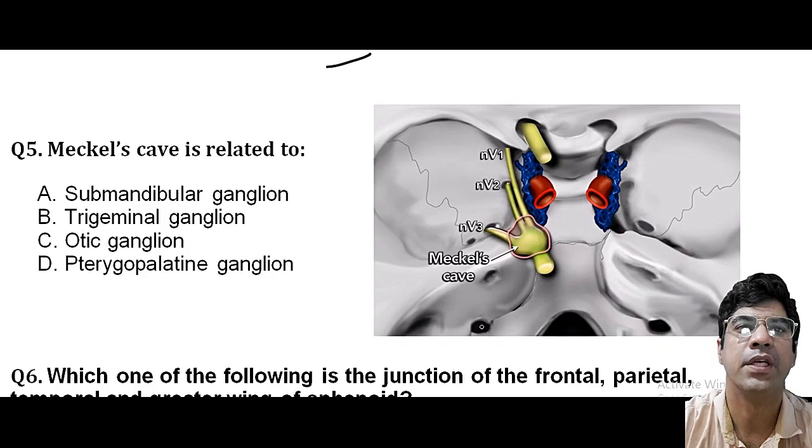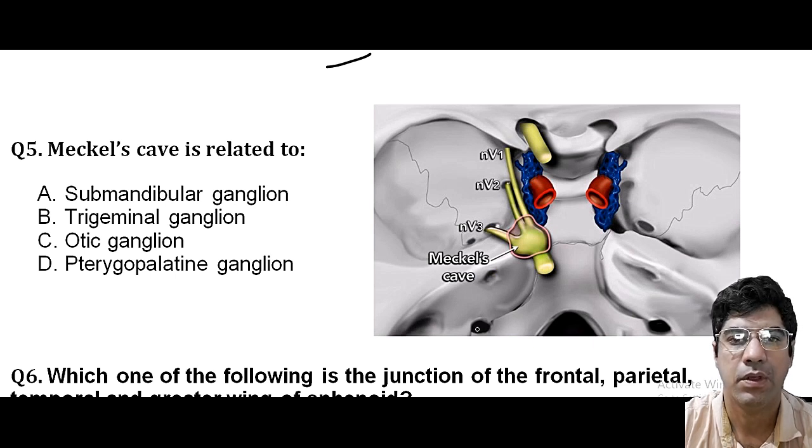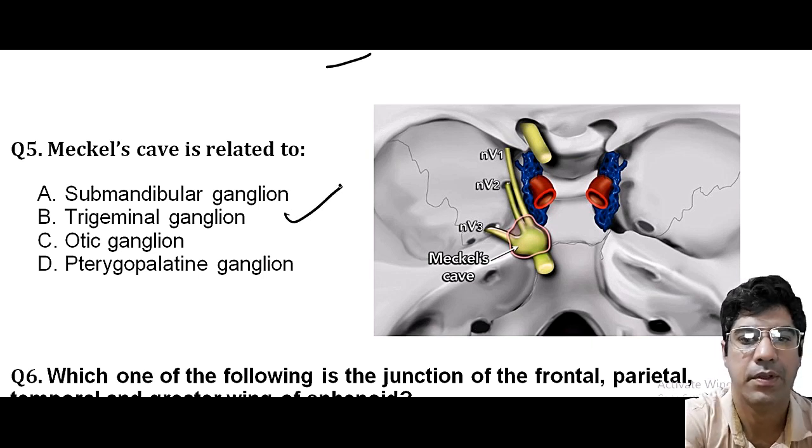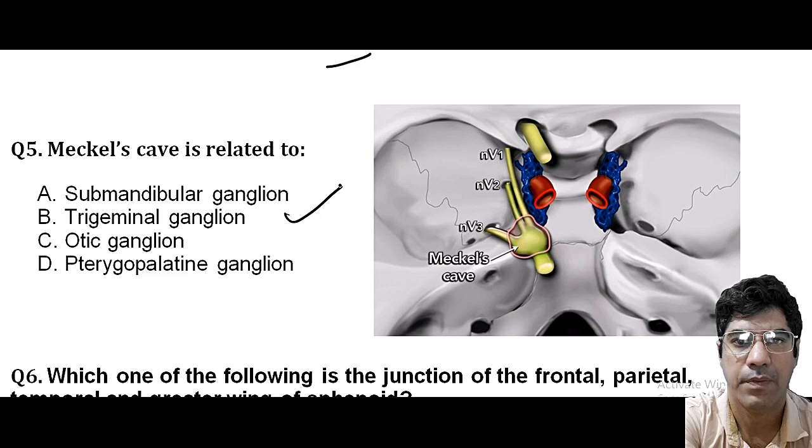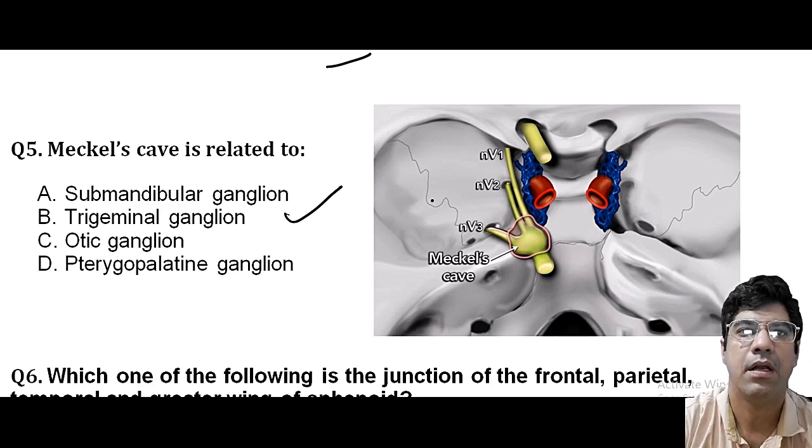Moving to the next question, the Meckel's cave is related to the trigeminal ganglion. So the answer is clear, already discussed. Answer is B.